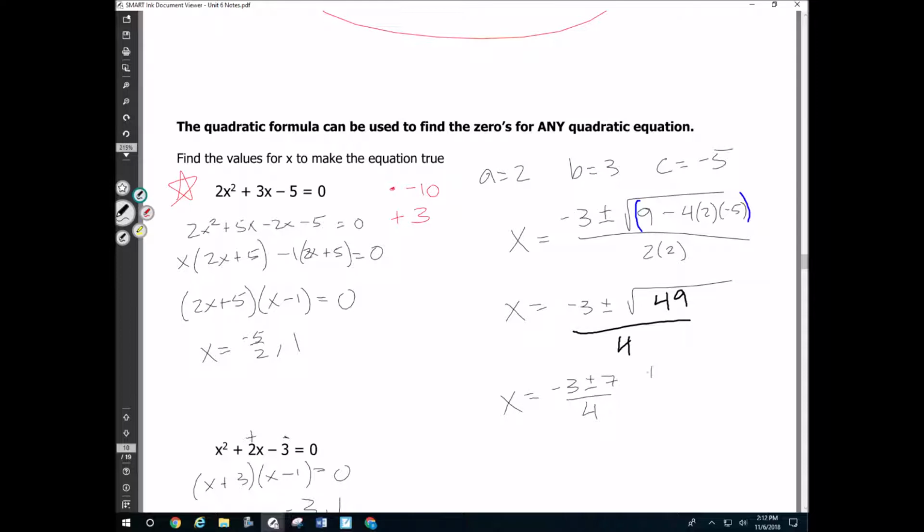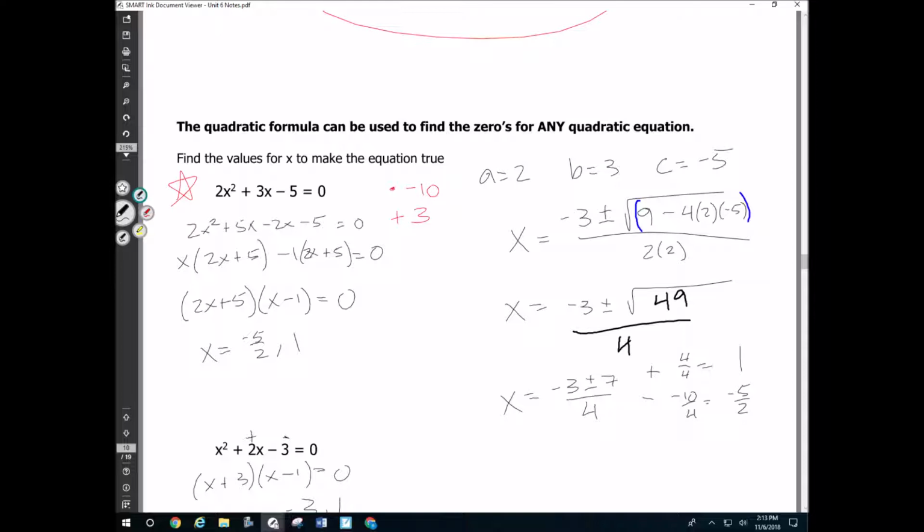Now let's do the plus and let's do the minus. If I did the plus, it's -3 plus 7. That's 4. 4 over 4. That's 1. Boom, 1. I already got 1. This is confirming it. Let's do the minus. -3 minus 7 is -10. -10 over 4. -5/2. Boom! -5/2.